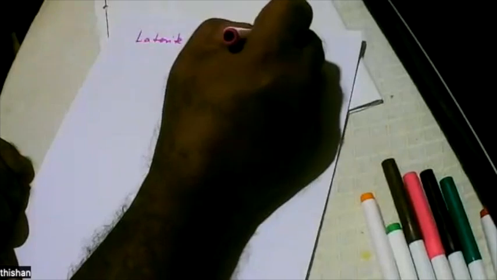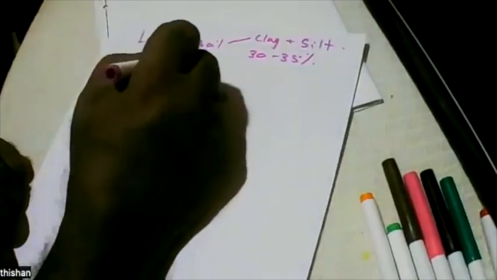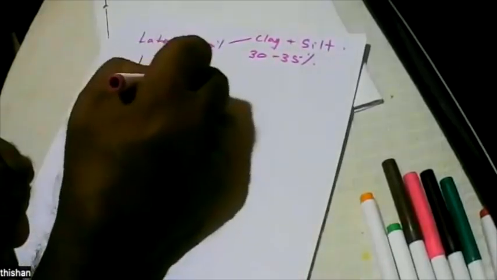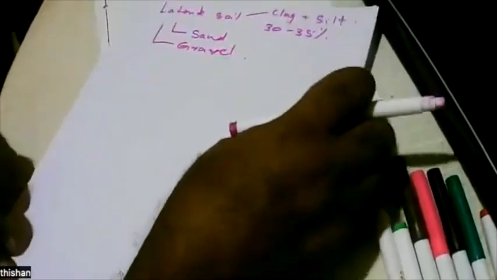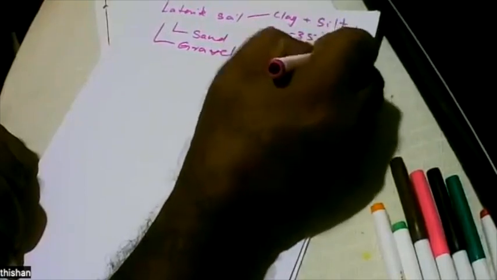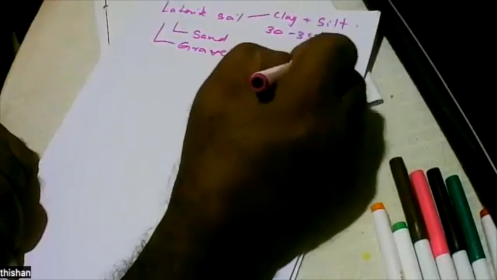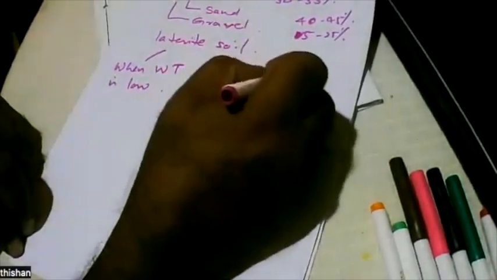So what is laterite soil? It is a soil containing clay plus silt up to about 30 to 35%, but it can be low as well. Then the rest will be sand and gravel. This is a laterite soil. Sometimes this can go up to about 40 to 45%. Sometimes it can drop to about 15 to 25. So there are two different behaviors for laterite soil. One is when the water table is low. The other is when the water table is high. So there are two different situations that you can get for laterite soils.